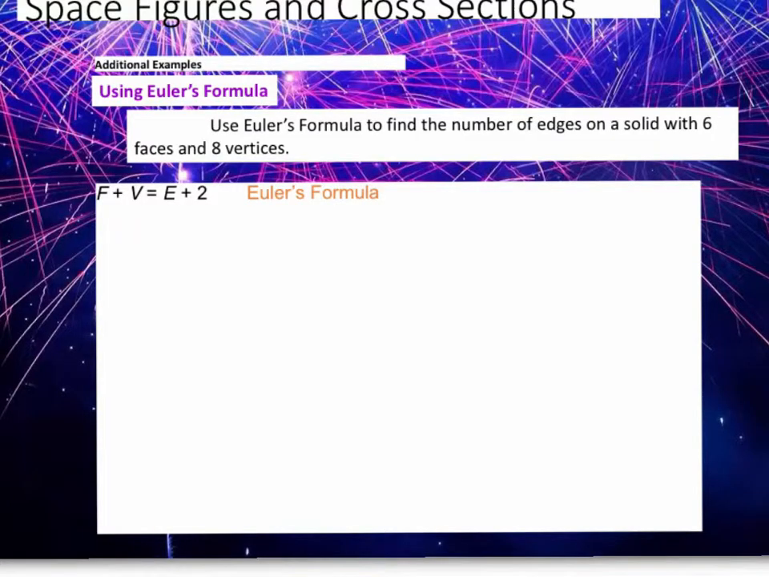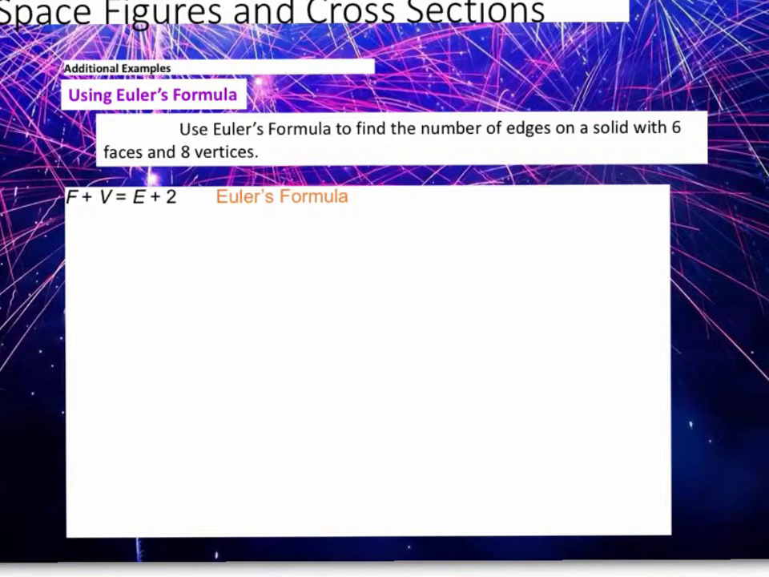Okay, here's an example of how Euler's formula can be very, very useful. What happens if you know the edges? In this case, we have 6. Oops, I misinterpreted this. E is what we're trying to find.